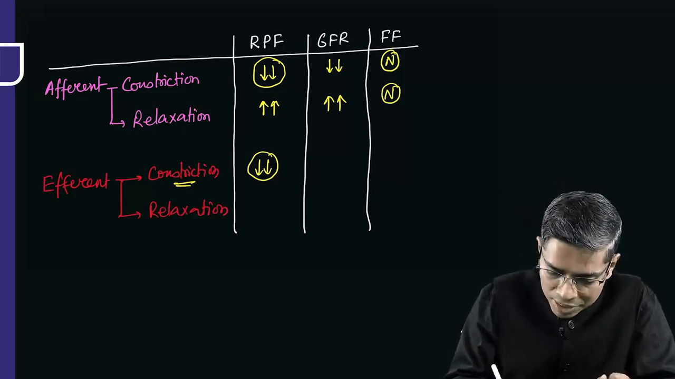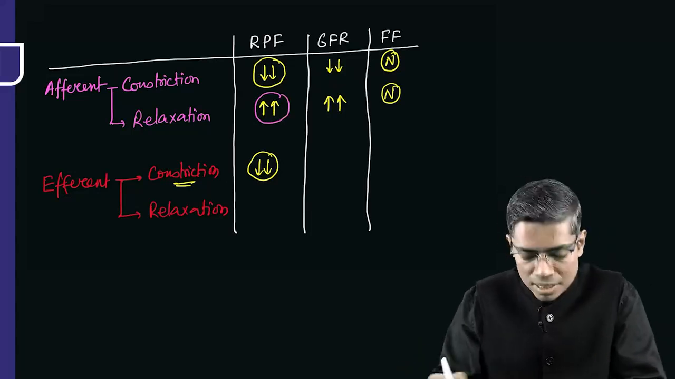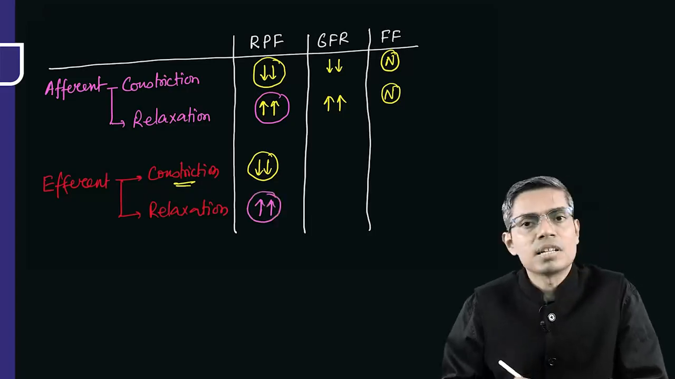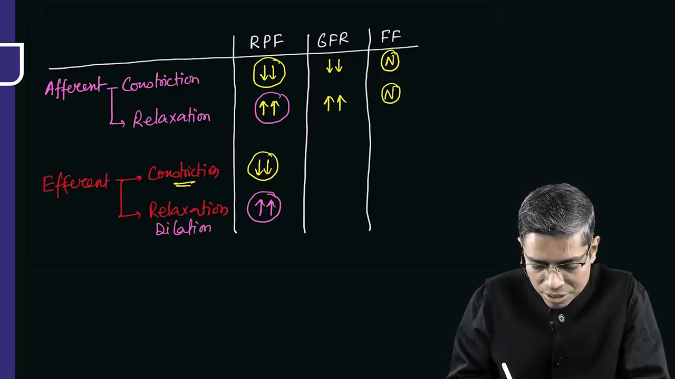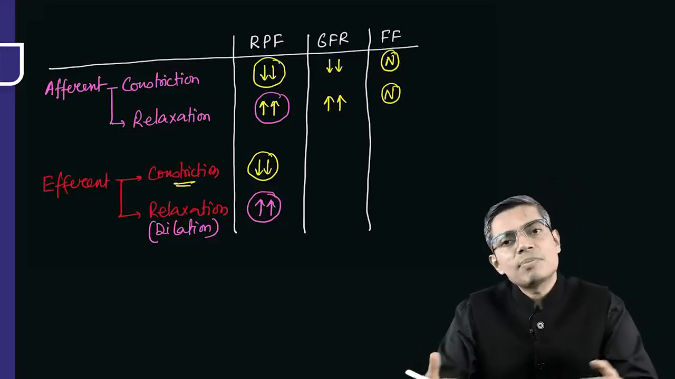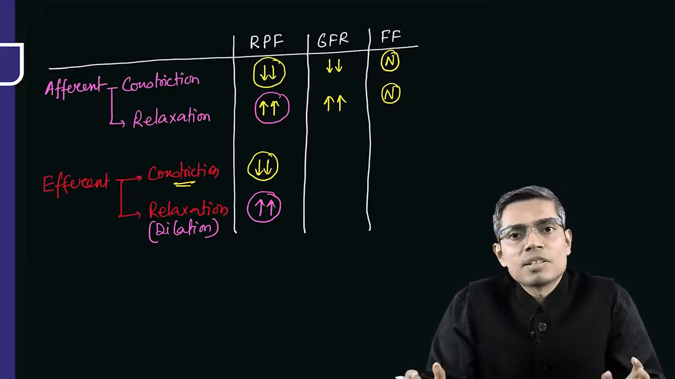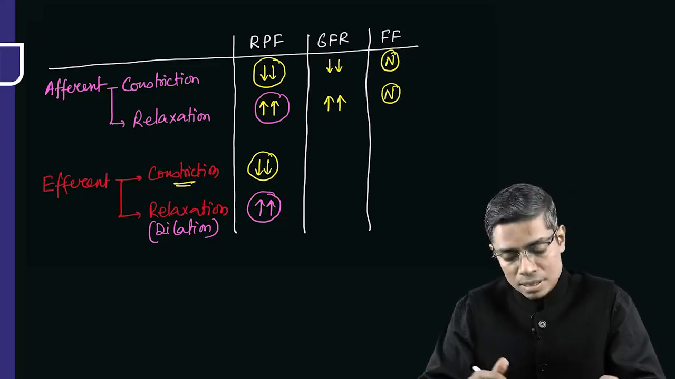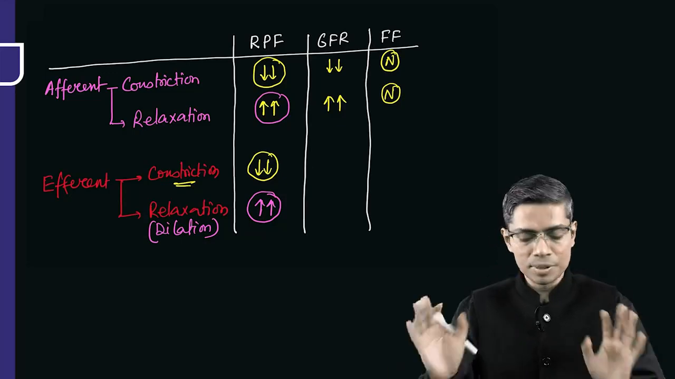And if you cause dilation or relaxation of the afferent or efferent arteriole, in both cases there will be an increase in renal plasma flow. Relaxation is obviously nothing but dilation. So if you cause dilation of the afferent or efferent, renal plasma flow is high. If you cause constriction of the afferent and efferent, renal plasma flow will reduce. Is that clear? Because the next portion is dependent on this concept only, right? Is that clear? Obviously. Okay.